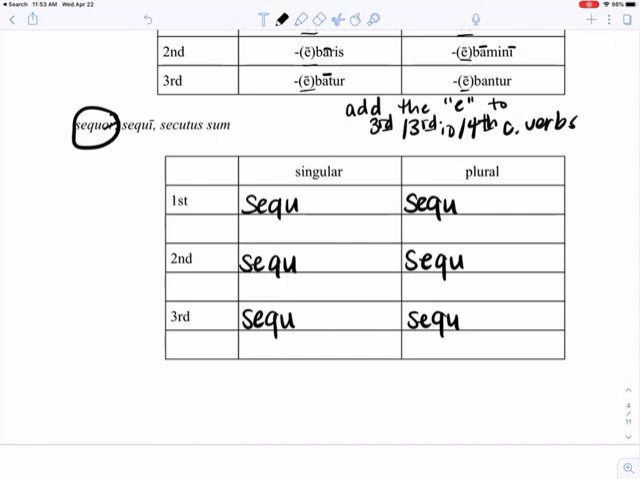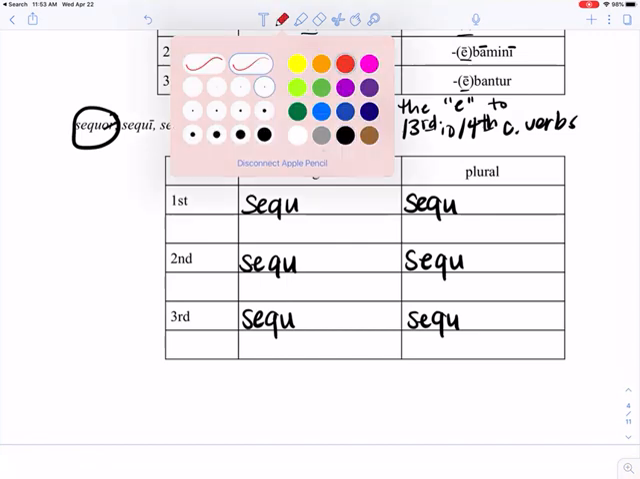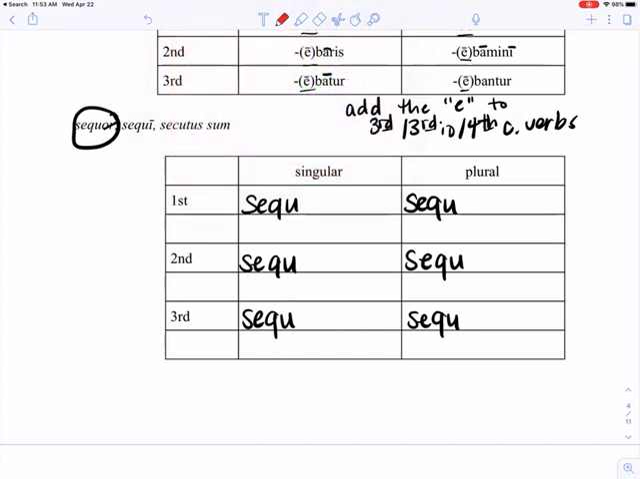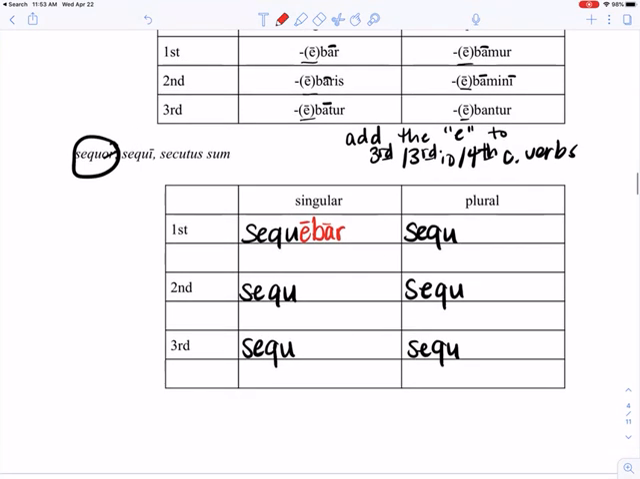Okay, so SEQU is my stem, and I'll change my color. Okay, I'm going to add that E with a macron, and then bar. Real quick, I got a little overzealous. There is no macron over the A in bar. Okay, so let's fix that. Sorry. Sometimes I get carried away. So anyways, first singular is seque bar.